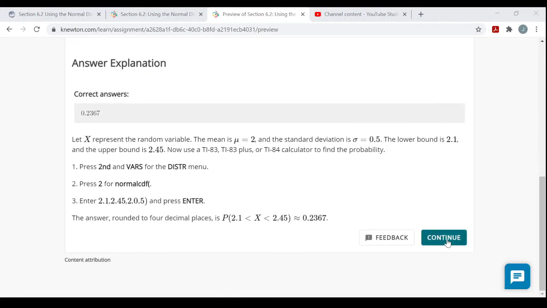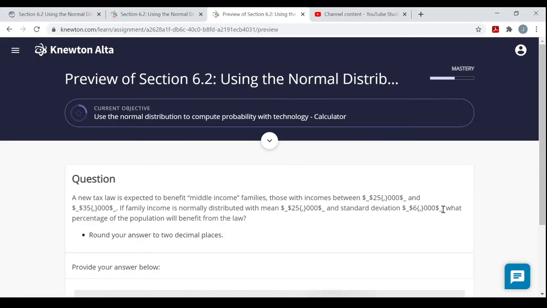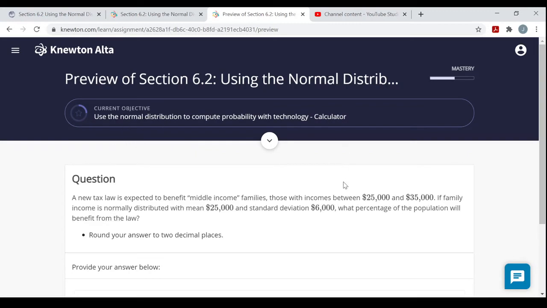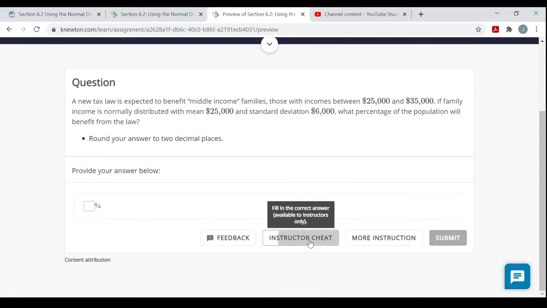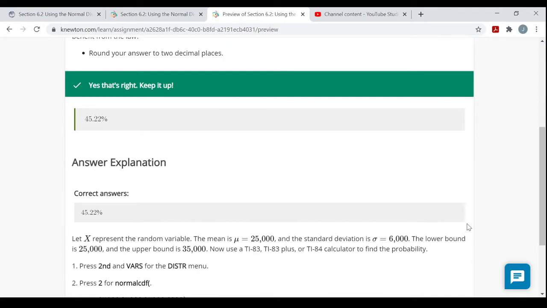All right. So I've already shown you that. If any other problems like that come up, I'm just going to give you the instructor cheat then. Yeah, so this is the same kind of problem. So gonna cheat on that. Move on. I want to get to that last objective where you're given an area under the curve and you're asked to find the value on the number line.